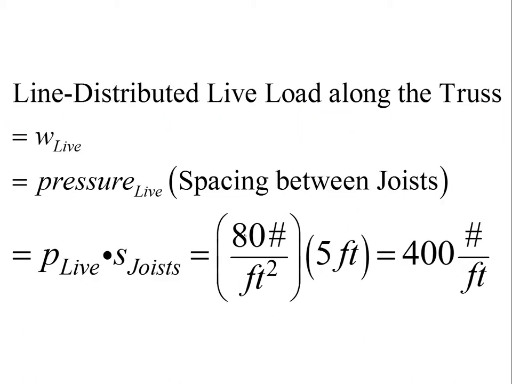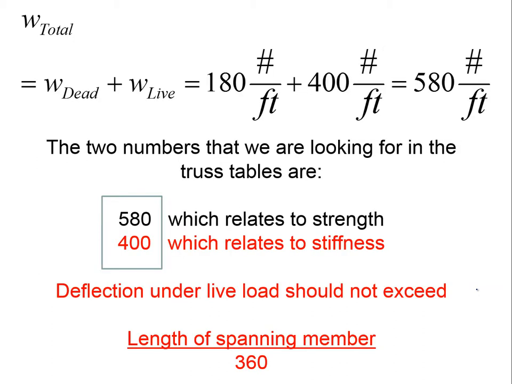All right, so the line distributed live load along the truss will now be P times S. So if we have a live load of 80 pounds per square foot times 5 feet, that comes out to 400 pounds per foot. So if we summarize what we've gotten so far, we can say W total is equal to W dead plus W live, which is 180 pounds per foot plus 400 pounds per foot, which is a total of 580 pounds per foot.